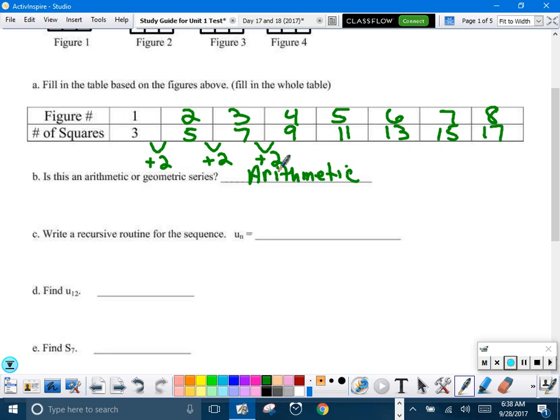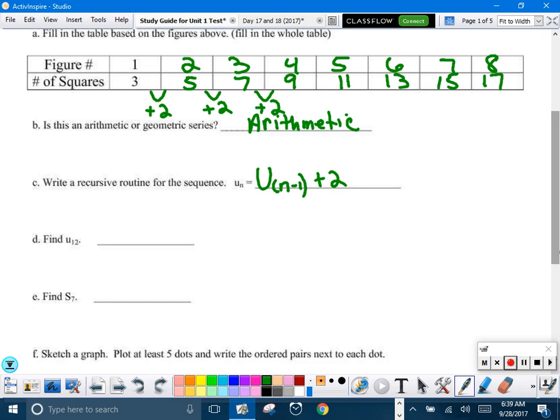All right, write a recursive routine for the sequence. Okay, it's already started for you. You just have to finish it off. U sub n minus 1 plus 2. Voila. Okay, D says find U12. All right, you can either go ahead and just continue the pattern on your own, or let's go over using the calculator.